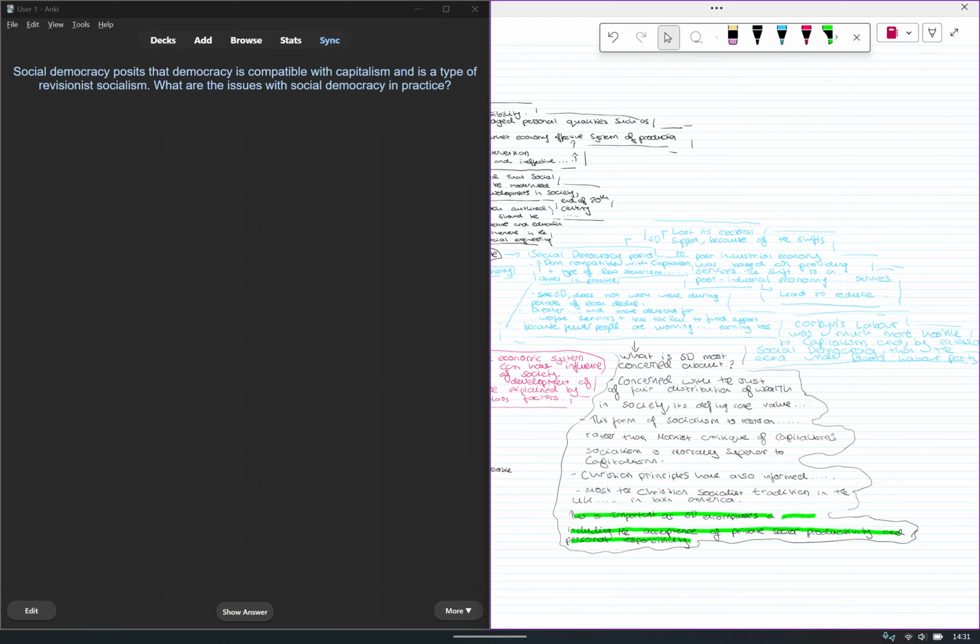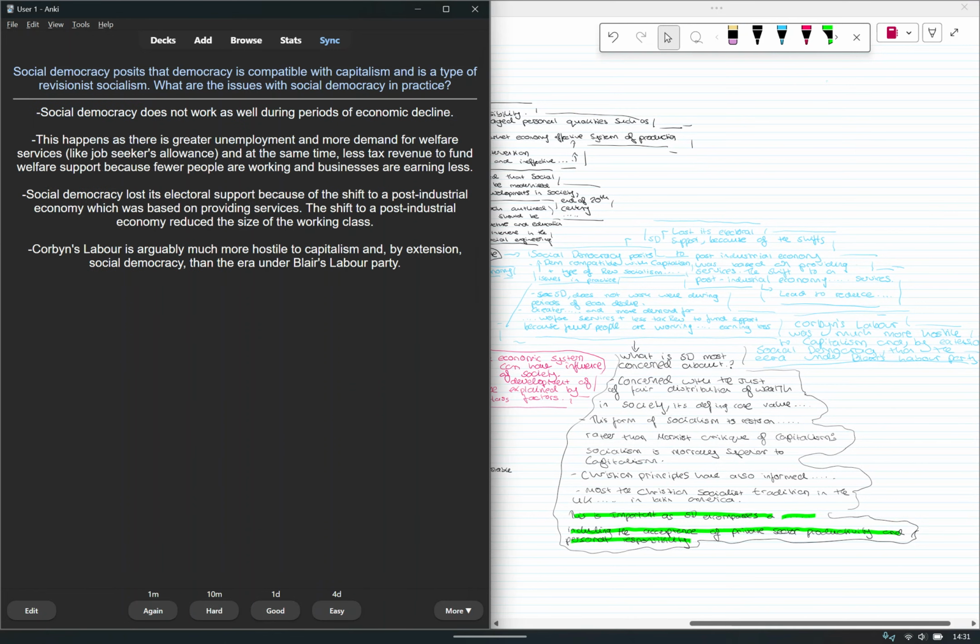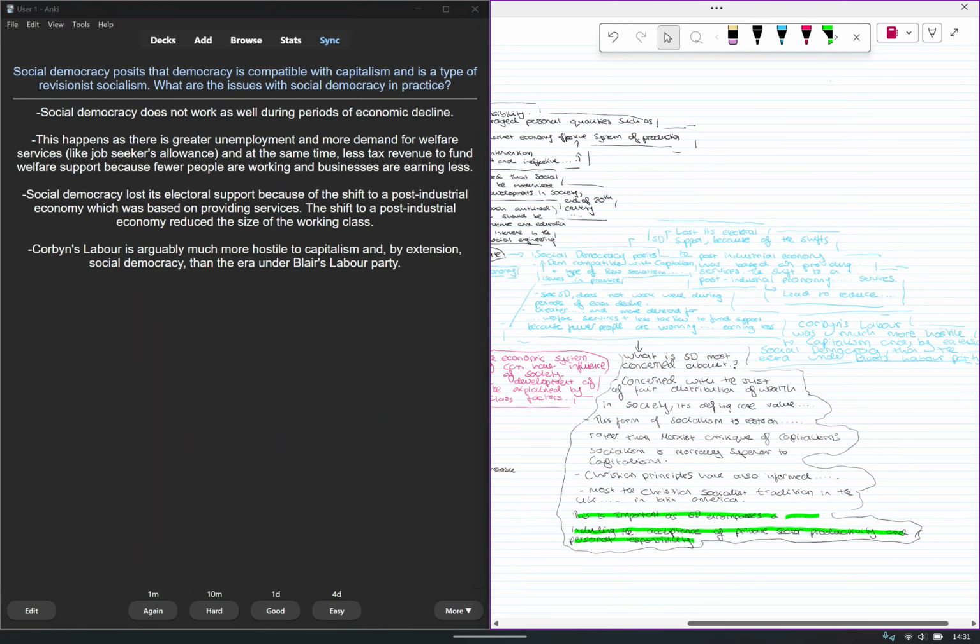What are the issues with social democracy in practice? If I look at this flashcard, please write this down: social democracy does not work well during times of economic decline. Why is this? During economic decline, unemployment skyrockets as people get fired or furloughed, as we experienced during the lockdown. Therefore, demand for welfare services like Jobseeker's Allowance or welfare benefits in the UK rises, while at the same time there is less tax revenue to fund welfare support because no one is working, and therefore welfare benefits can't work.